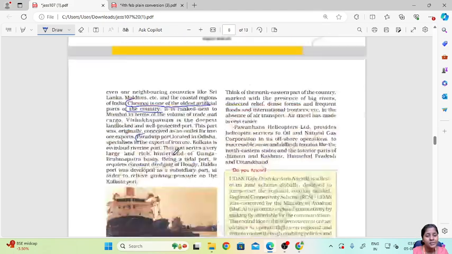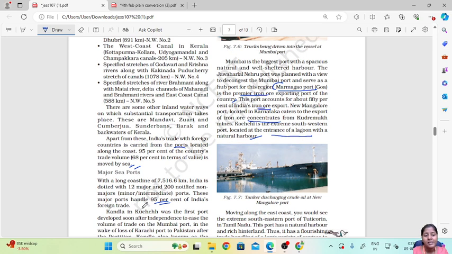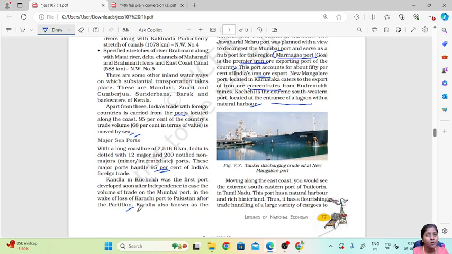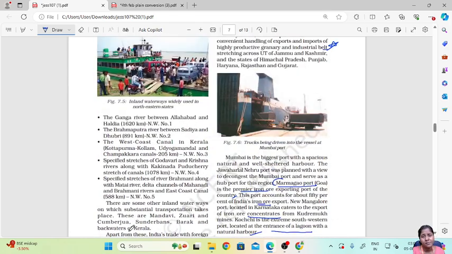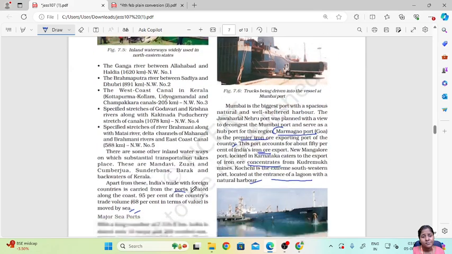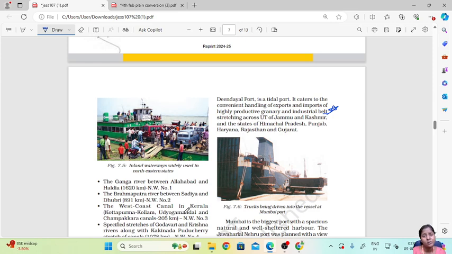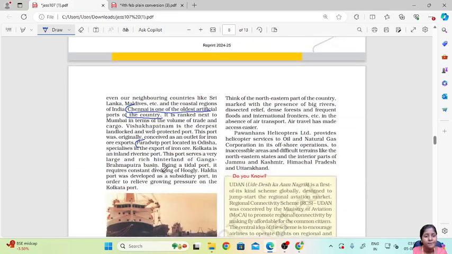So this is with regards to the major seaports of India. Kandla in Kutch was the first port which was developed after independence. This is a very important part. Kandla is also known as the Deendayal port, which is a tidal port, and it caters to the convenient handling of export and import.